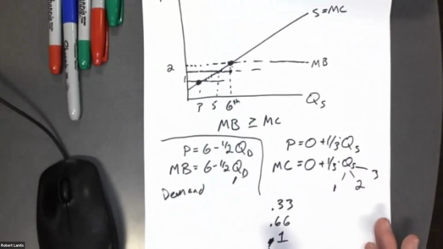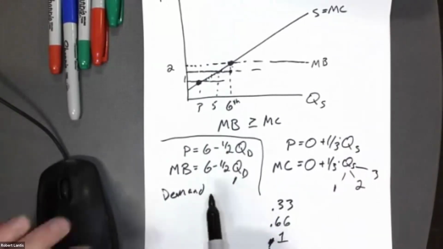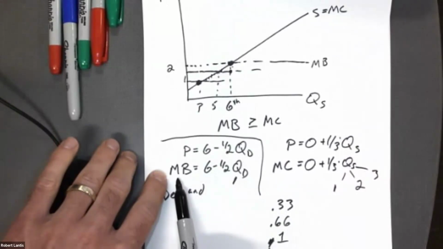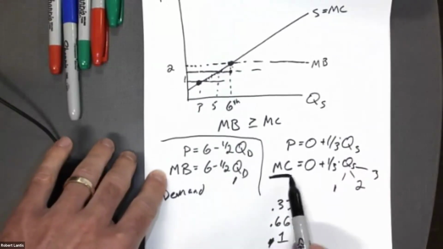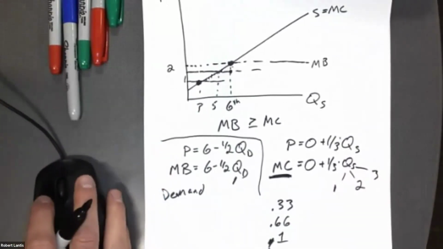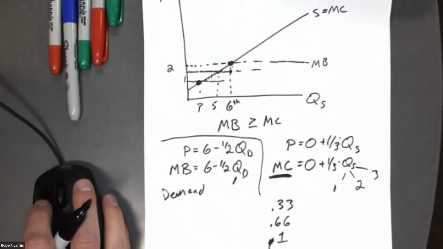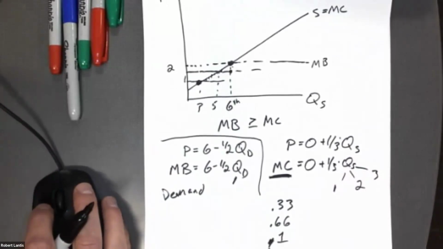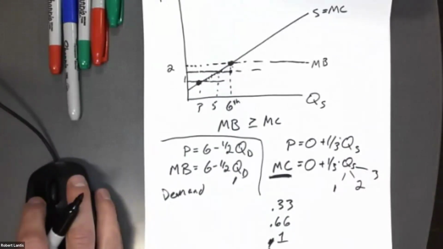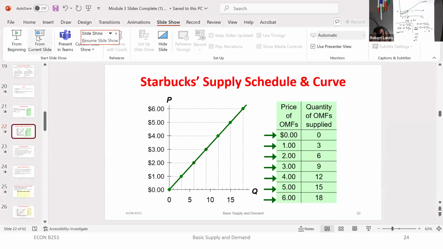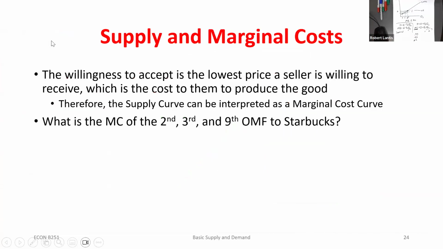Once again, this should look really similar to what we were doing with demand. It's just that demand represented the marginal benefits to consumers. Supply will represent the marginal costs to the producers. All right. So we could, instead of 1, 2, and 3, plug in 2, 3, and 9 into that equation, and come up with those marginal cost values.